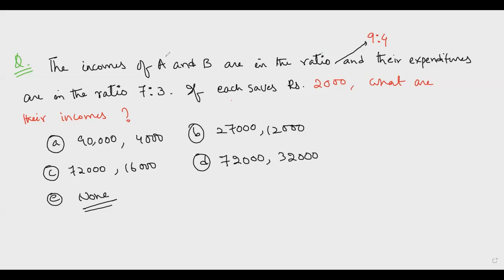The income ratio is 9:4, the expenditure ratio is 7:3, and the saving is 2000. So what are the incomes?